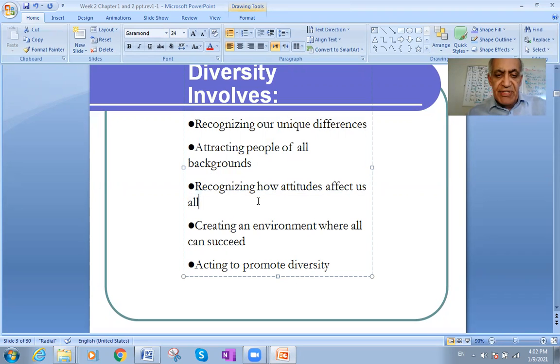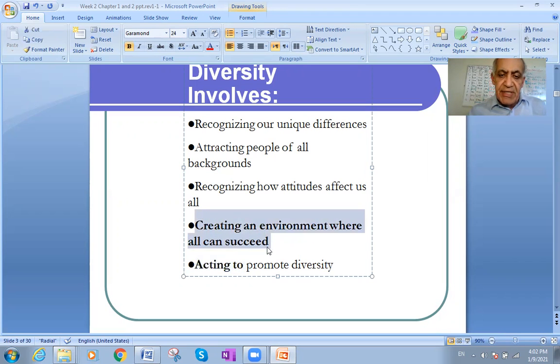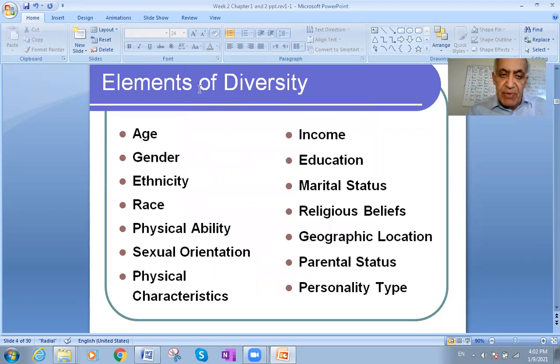Recognizing how attitudes affect all of us. This is another point. How do attitudes affect us? The attitudes, norms and values are different from country to country, from place to place, based on the culture criteria. Creating an environment where all can succeed. This is another point that diversity involves. Diversity is the best place for success because you will see all around you different ideas and different beliefs, so this will push you to success. Acting to promote diversity: diversity will generate more diversity, and this is the point.